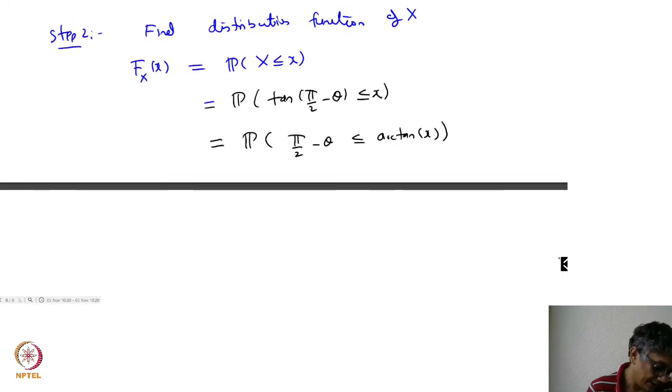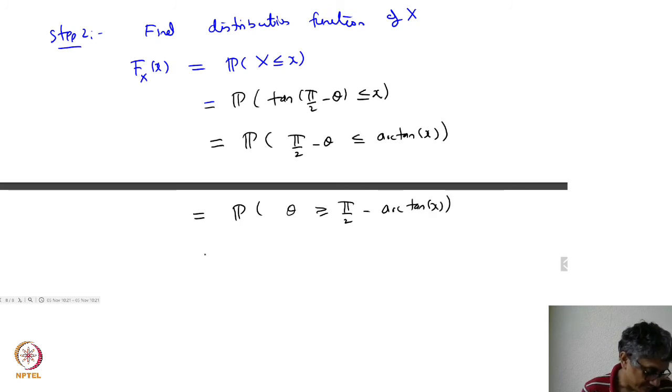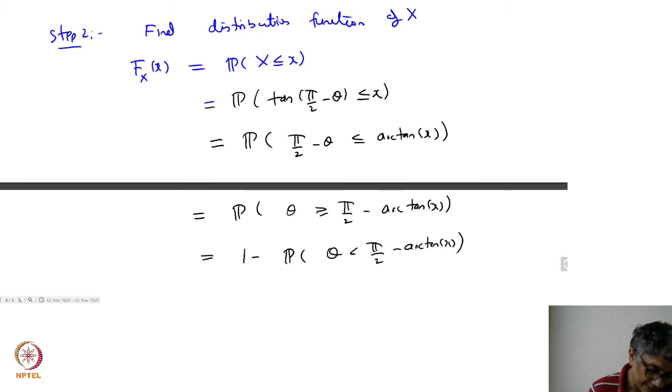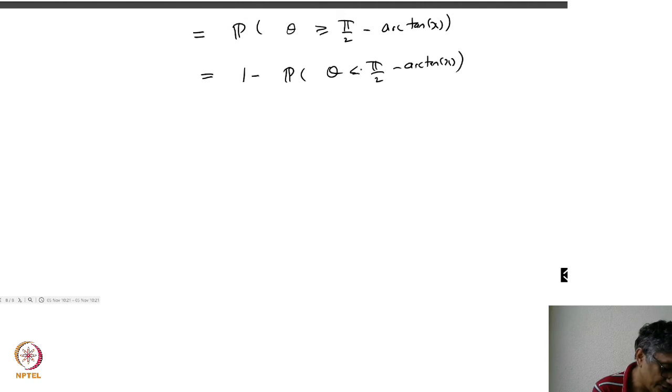Next step, if you do the algebra properly, that's the same as the chance that theta is at least pi by 2 minus arc tangent of x. Now you can use axioms of probability to say that's the same as 1 minus the chance that theta is less than pi by 2 minus arc tangent of x. Theta is a continuous random variable, so less than or less than or equal doesn't matter. So that's the same as 1 minus F sub theta at the point pi by 2 minus arc tangent of x.